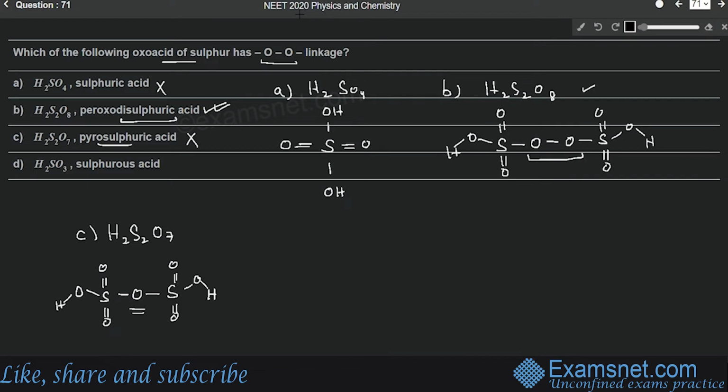And the last one is H2SO3. That means sulfurous acid. So the structure is something like this: sulfur, one double bond O, and then two OH. Okay, again no oxygen-oxygen linkage. So only option B is the correct answer.